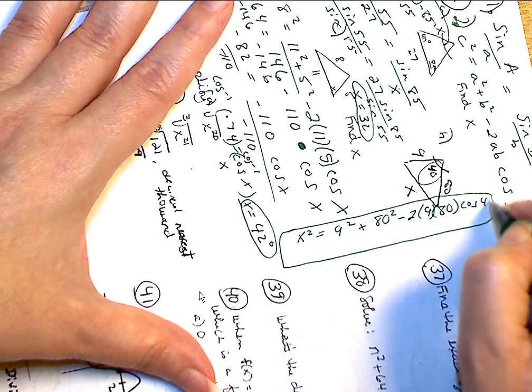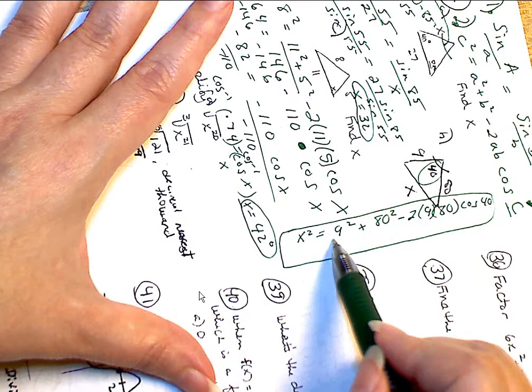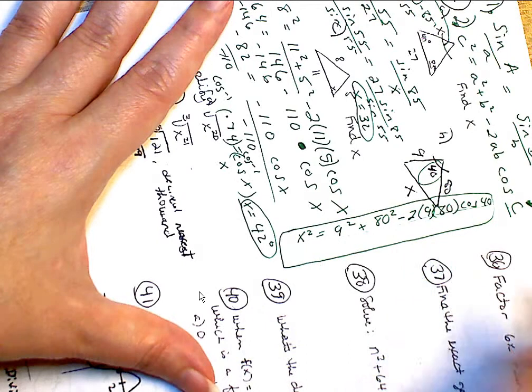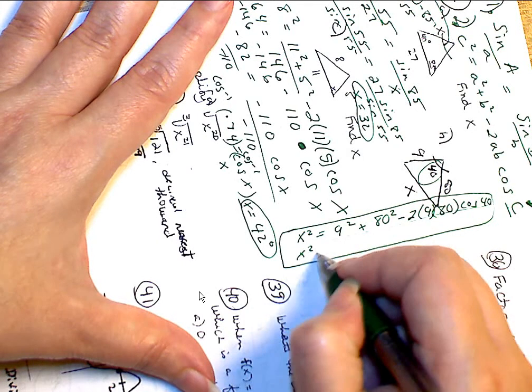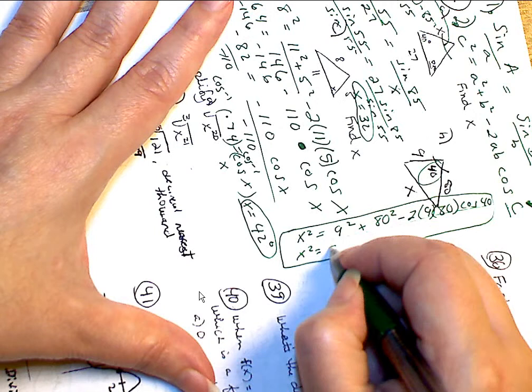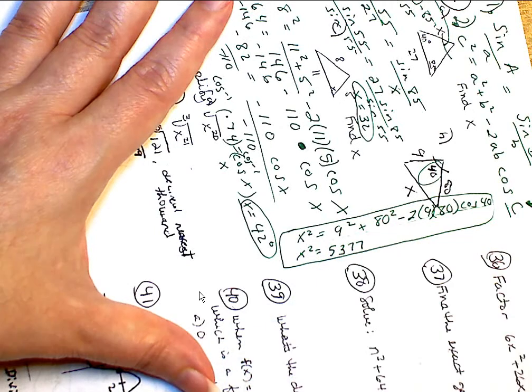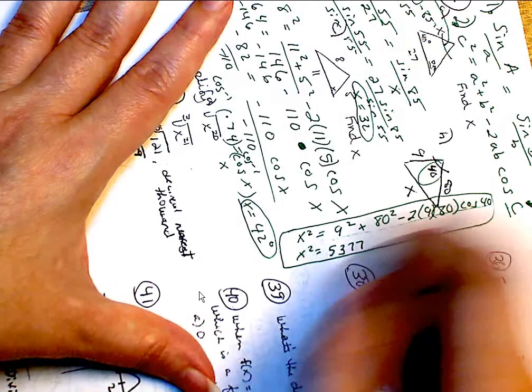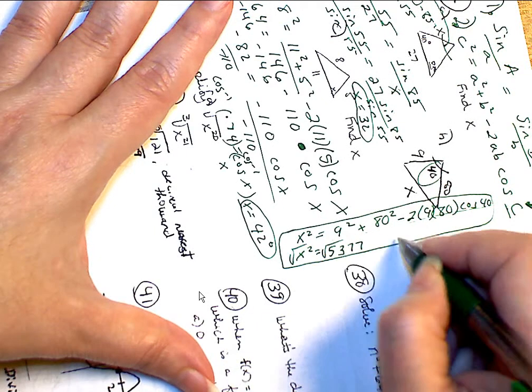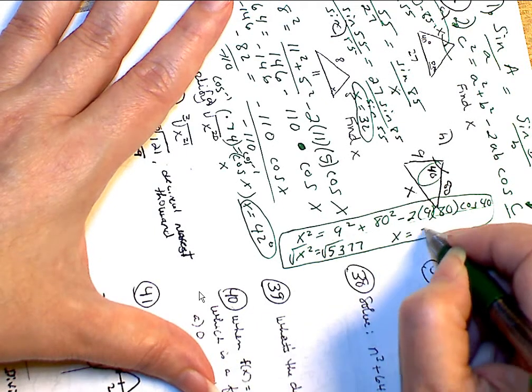I would throw this all into your calculator at once, so you get x squared is equal to 5377. Then you take the square root of both sides. x is equal to 73.3.